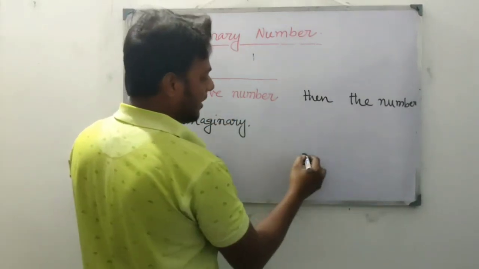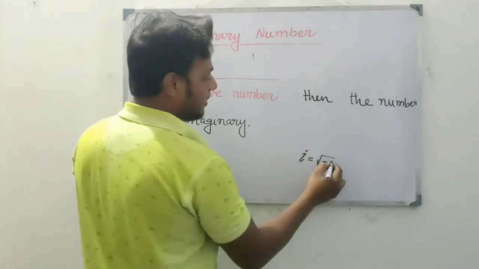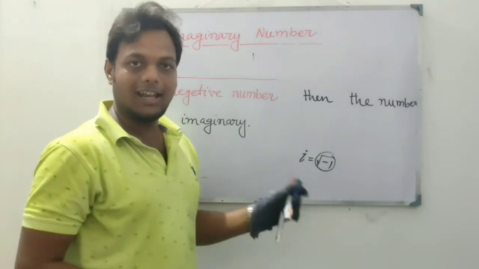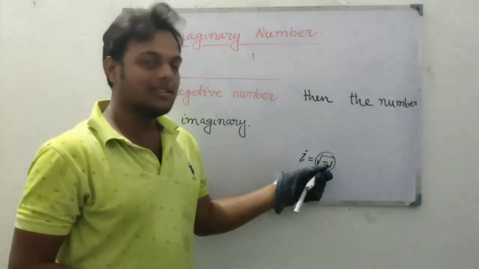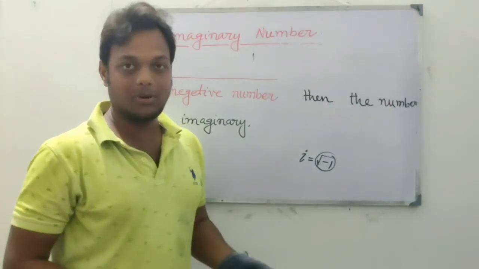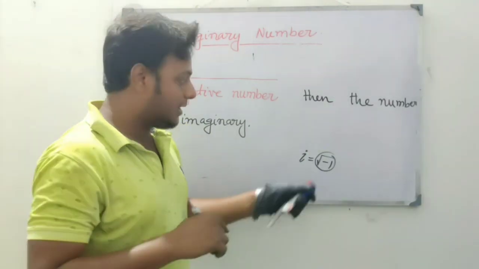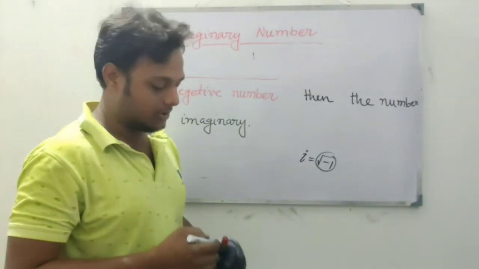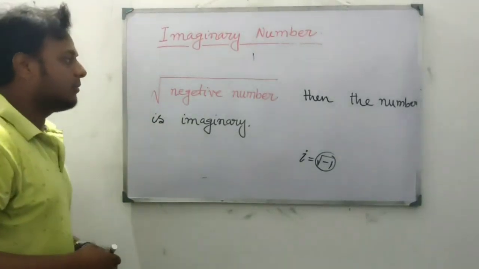Actually, they have taken i equals root over minus 1. Till now, mathematics has failed to compute the value of root over minus 1, but they have started the journey: i equals root over minus 1. So this is the concept of imaginary number.